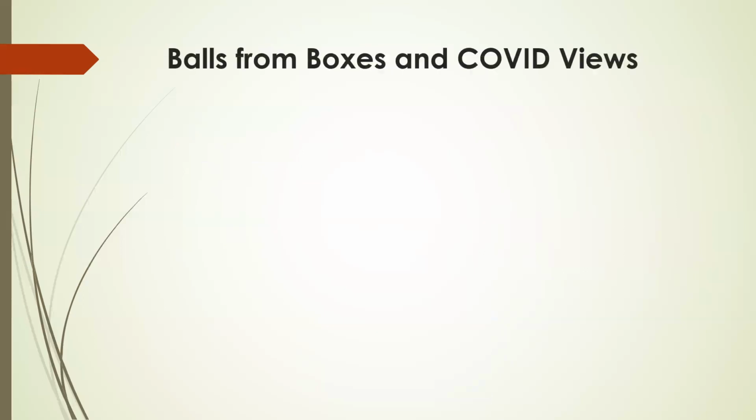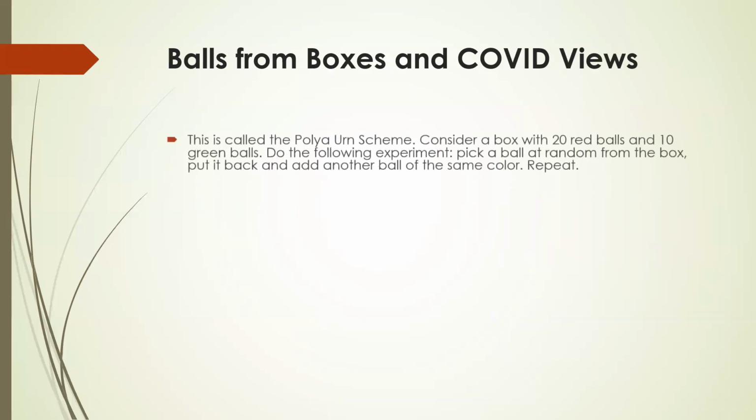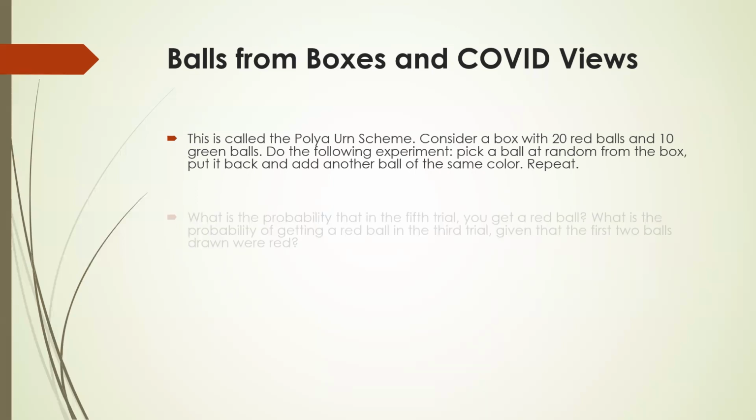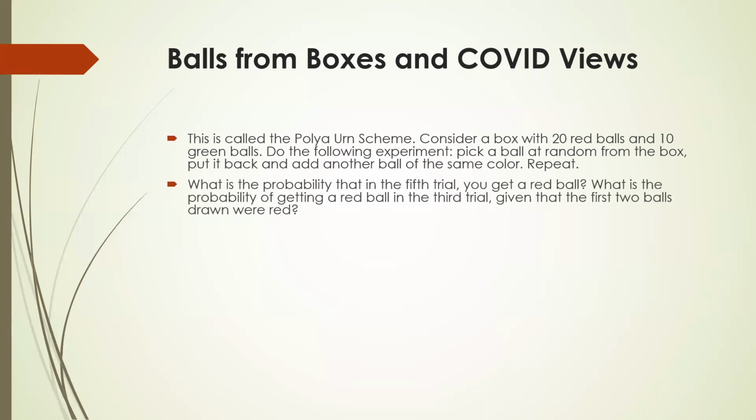Balls from boxes and COVID views. This is called the Polya-Eggenberger scheme. Consider a box with 20 red balls and 10 green balls. Do the following experiment. Pick a ball at random from the box, put it back, and add another ball of the same color. Repeat. So, if you get a red ball in the first trial, you put that red ball back and add another red ball, so that now you have 21 red balls and 10 green balls. Repeat the experiment.